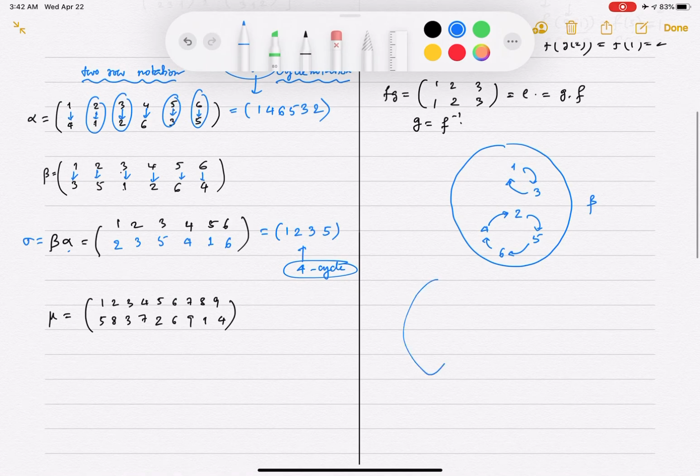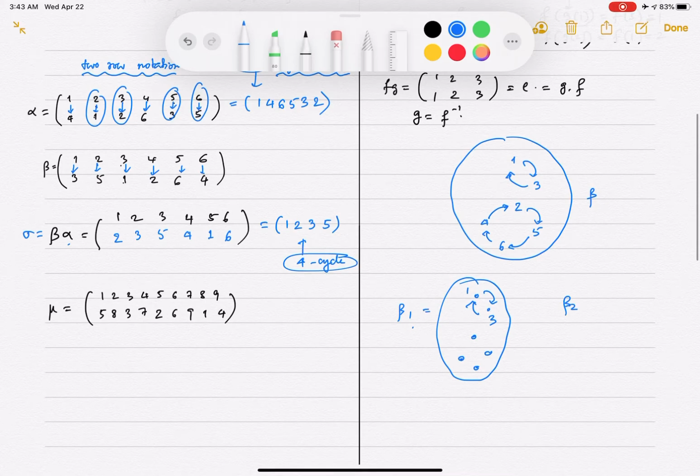In fact, if you call these cycles beta 1 and beta 2, what I mean is beta 1 is the permutation that just switches 1 and 3 and fixes the other 4. So when I don't put a row, I mean I'm fixing them. And beta 2 is the permutation that fixes 1 and 3 and moves 2, 5, 6, 4 in a cyclical manner. So beta 1 in cycle notation will be (1 3). And beta 2 in cycle notation will be (2 5 6 4).